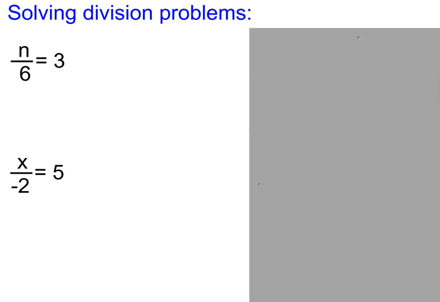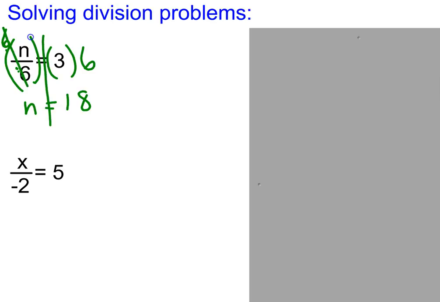Moving on to a couple other examples. Division problems. If you have some value n divided by 6, you need to do the opposite of that. How do you undo division by 6? Well, you need to multiply by 6. Again, that gives us this value of 6 over 6, which we all know is 1. So this becomes n equals 18.